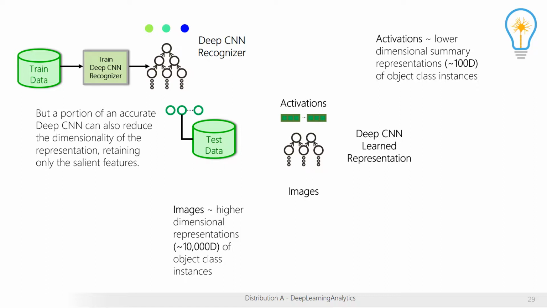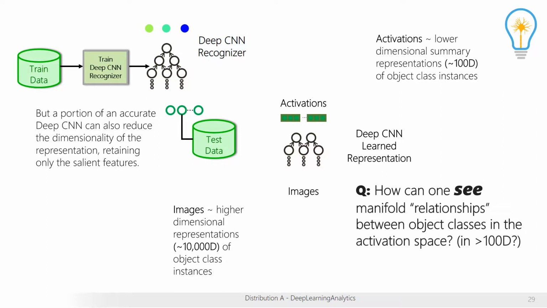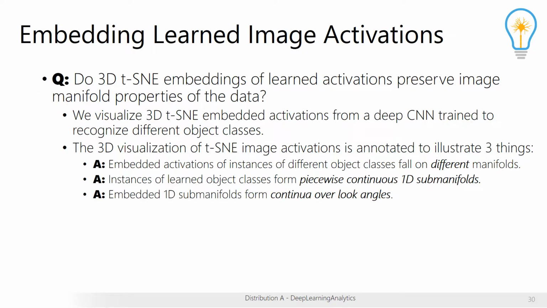But while dimensionality is reduced from tens of thousands of dimensions in images to hundreds in activations, there's still a question of how we can use these activations to visualize image manifolds. Specifically, how can we see the manifold relationships between object classes in the activation space? Our answer is 2D or 3D embeddings. This question can be formalized as, do 3D t-SNE embeddings of learned activations preserve image manifold properties of the data?